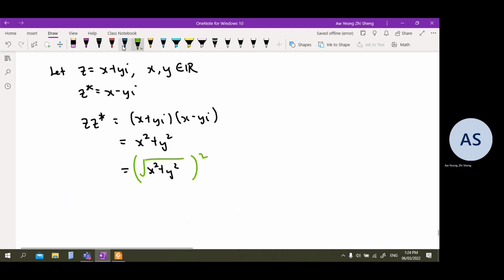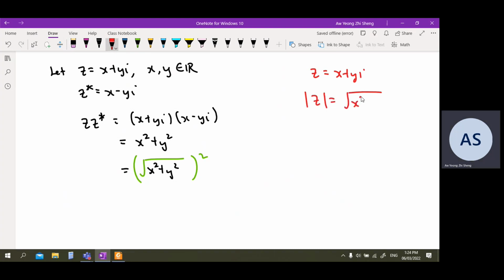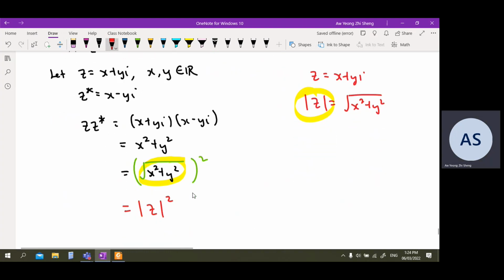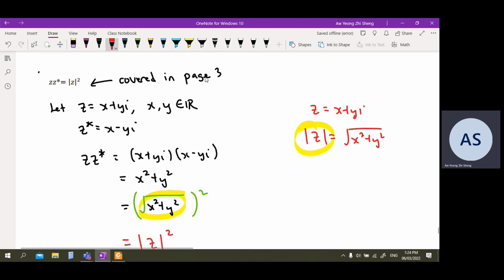Right, then what is the square root of x squared plus y squared? Recall that if z is equal to x plus yi, then the modulus of z is just the square root of x squared plus y squared. That means the inside of my green color bracket is replaceable by modulus z. Okay, and that's how we get modulus z to the power 2. Right, so I hope by now you can understand page 3 better.